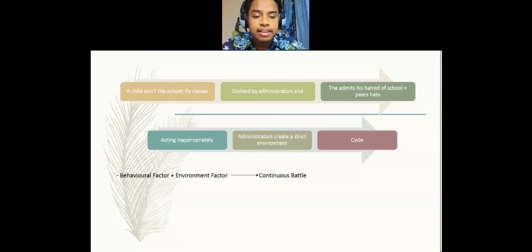What I mean by cycle is, even though the administrators create a strict environment for this child, it's still a cycle because the child keeps doing it again and again. So the administrators still have to develop a more restrictive environment for this child. For this case, we can see that the behavioral factor plus the environmental factor will produce a continuous battle. Not that kind of battle. The battle is right here that I am explaining.